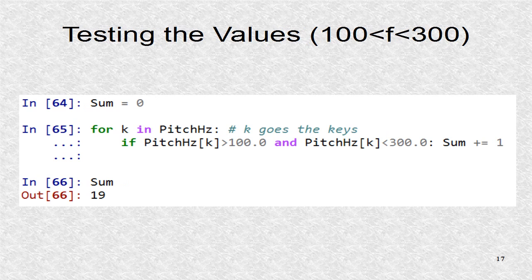17. We can also test values of a dictionary. For example, we may find the number of notes with frequencies between 100 and 300. This number is found to be 19. This number is between 12, 1 octave, and 24, 2 octaves.